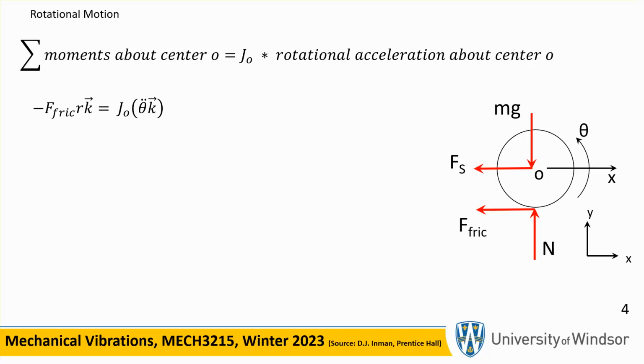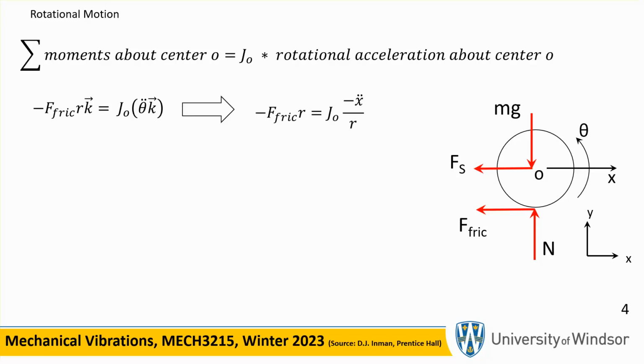And the only force that has a moment here is the friction force, okay? The spring force Fs in this free body diagram does not have any moment about O. The weight of the disk, mg, does not have any moment about O because it goes through it, and the normal reaction also goes through O. So these three forces do not contribute to the moment. The only one that contributes is the friction force.